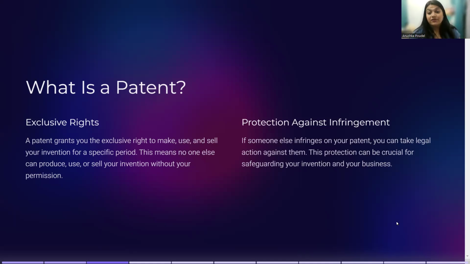If someone else infringes on your patent, you can take legal action against them. This protection can be crucial for safeguarding your invention and your businesses. A patent usually lasts from 15 to 20 years, depending on what product you're trying to patent. So it can last from 15 to 20 years from the date of registration of the patent.